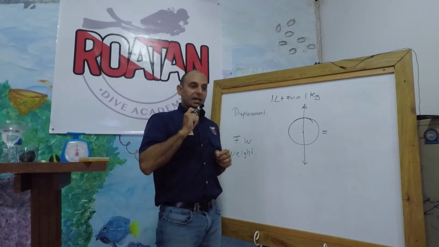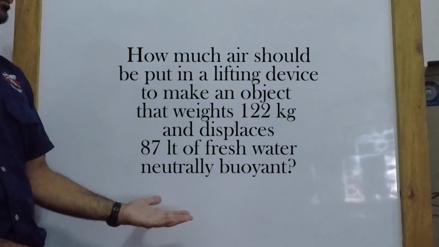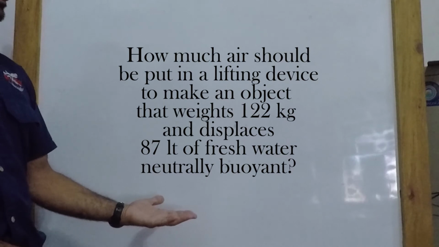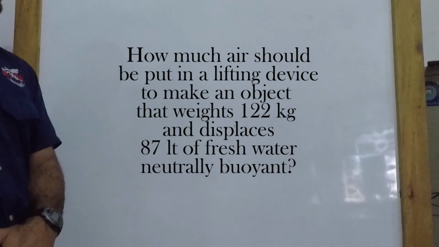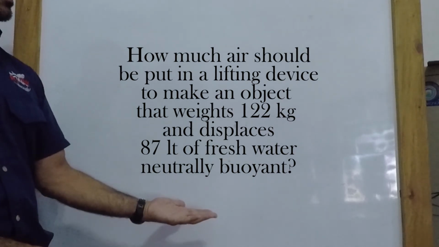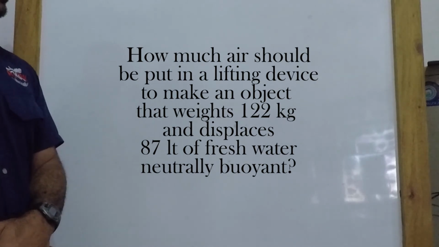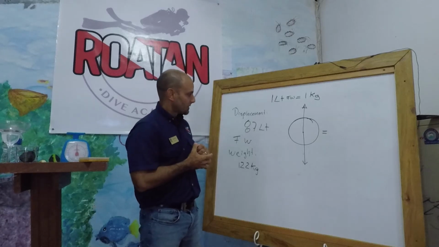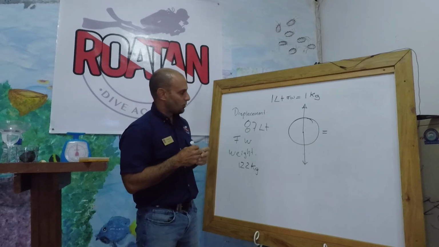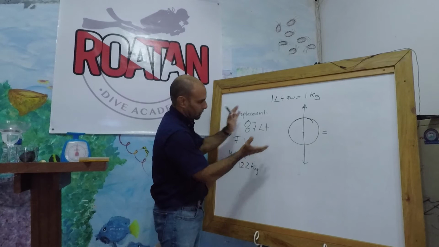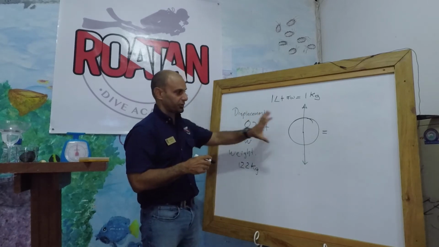So it says, how much air should be put in a lifting device to make an object that weighs 122 kilograms and displaces 87 liters of fresh water neutrally buoyant? Okay, so what we're going to do for this is we're going to just put all the information we have from the question to the graphic.